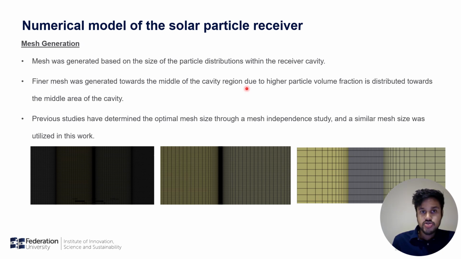I have generated the mesh as follows. You can see that I have divided the mesh areas into 5 different surface areas, because the mesh was generated based on the size of the particle distributions within the receiver cavity. Within this research, the finer particles will move towards the core of the receiver, and the larger particle diameters will move towards the periphery of the particle curtain. That's why I created a finer mesh towards the cavity area of the receiver.